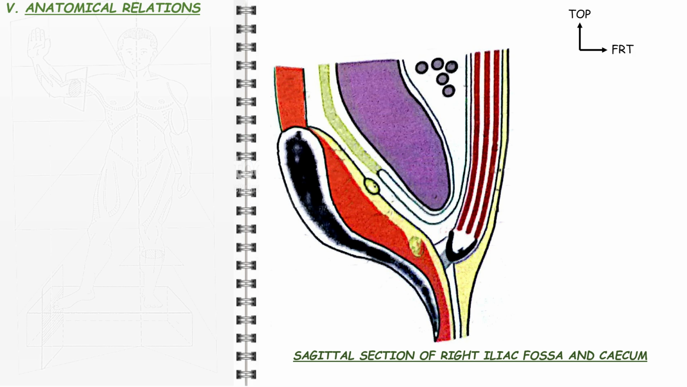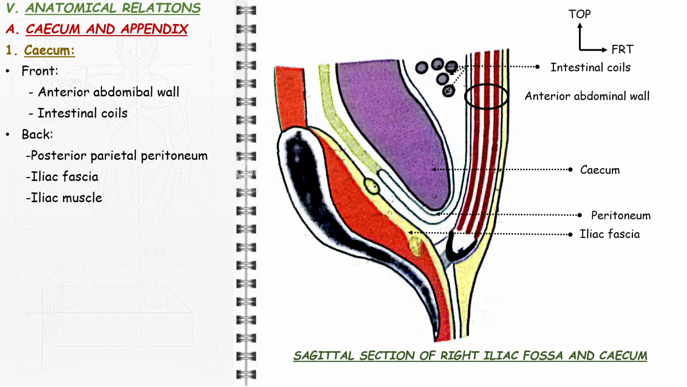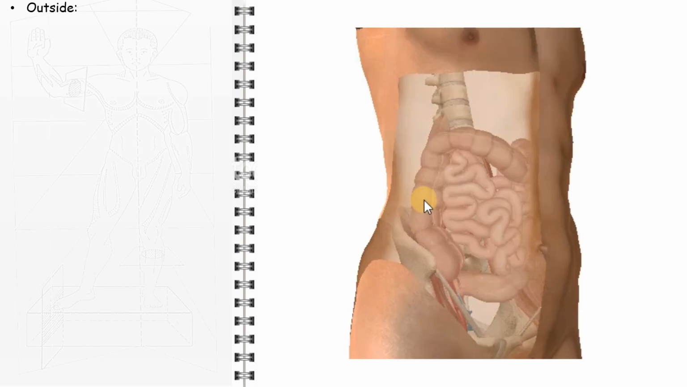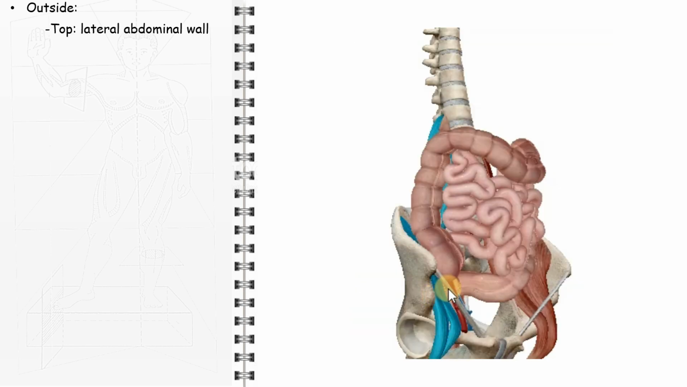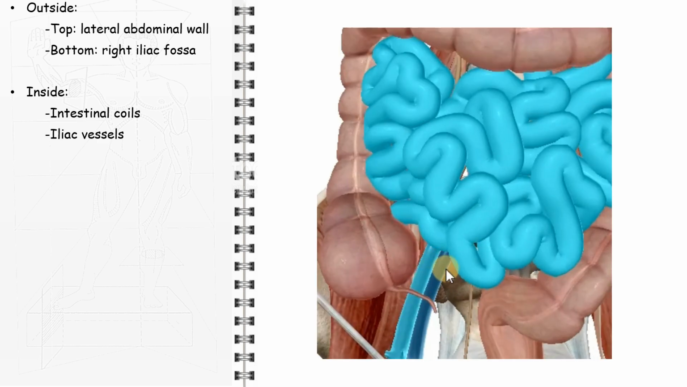The cecum is covered, forwards, by the anterior abdominal wall and intestinal coils. It lies on the posterior wall of the right iliac fossa and, thus, is in contact with, from surface to depth, the posterior parietal peritoneum, the iliac fascia, the iliac muscle, the genitofemoral nerve and the femoral nerve between the iliac and psoas muscle. Outside, it stands next to the lateral abdominal wall at the top and the right iliac fossa at the bottom. Inside, it circles the appendix, intestinal coils, iliac vessels and the right ureter.